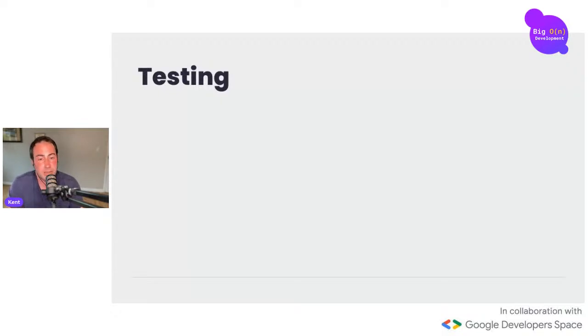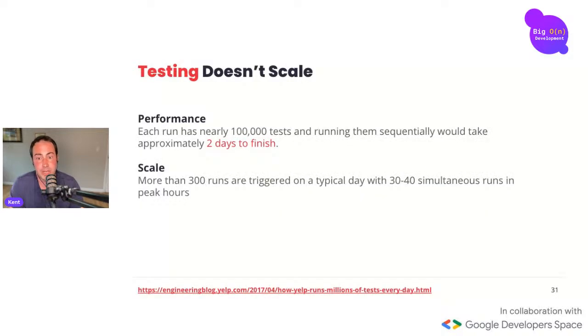Another piece that didn't scale well is testing. I alluded to that a little bit earlier when we were talking about the monolith, because the monolith was not scaling. We had over 100,000 tests that we had to run for the monolith. We're really big into, if you write your code, you also write tests with your code. But what happens when you do that? Well, you have a lot of tests. Every developer would run their tests for their individual branches. We were running tests a lot. More than 300 runs were triggered on a typical day, and we would have 30 to 40 simultaneous runs.